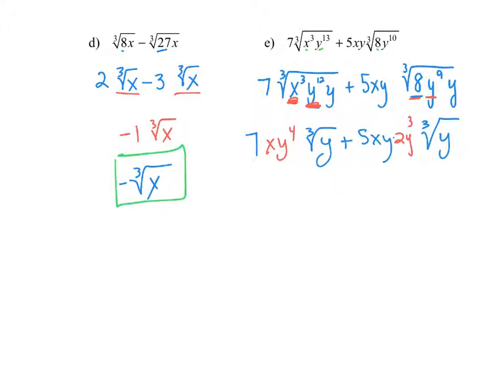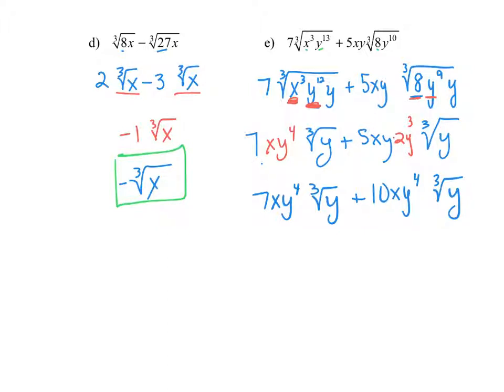So let's simplify this. We have 7xy to the 4th times the cubed root of y as our first term. And our second term, when we simplify this, 5 times 2 is 10xy to the 4th times the cubed root of y. That's our second term. Now we can combine these only if we have like terms.